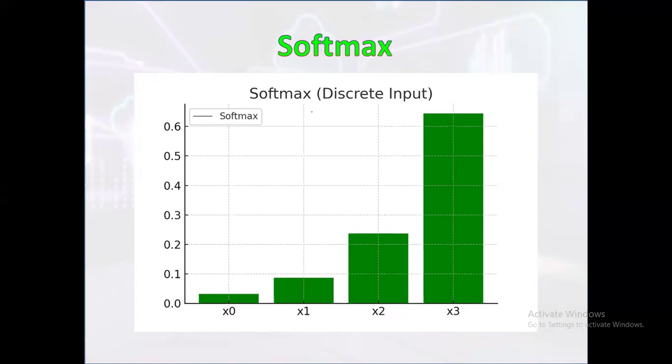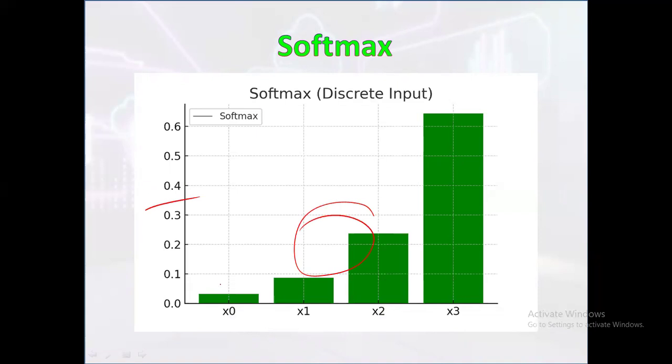The graph shown is a bar chart illustrating how softmax converts input logits into values that sum to 1, making it ideal for multi-class classification. Each output's magnitude reflects the relative strength of that class compared to others. It introduces competition among output neurons, pushing the largest value toward 1 and the others toward 0.